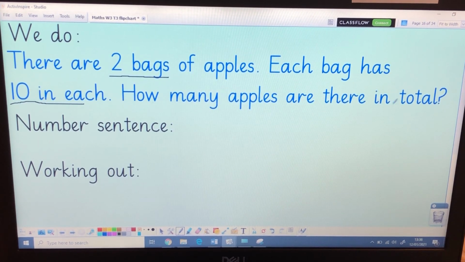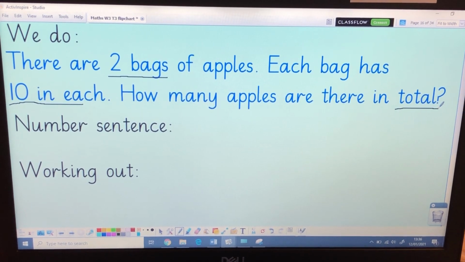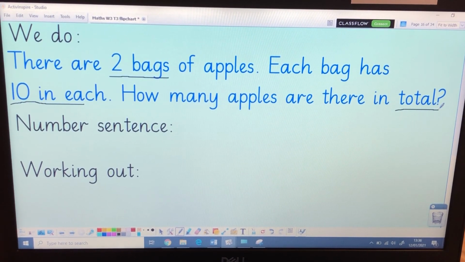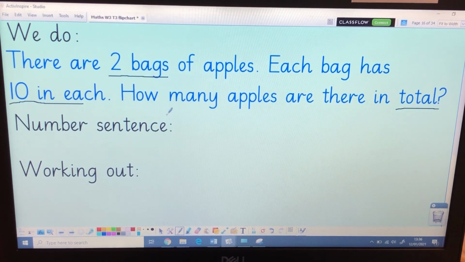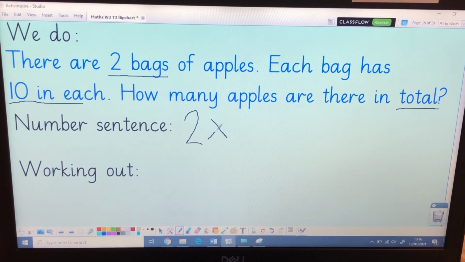How many apples are there in total? In total, so that means we need to find out how many apples there are overall in both of the bags. So what would our number sentence be? How many bags of apples have we got? You're right, we've got 2 bags, haven't we? So that would be our first number in our times number sentence.